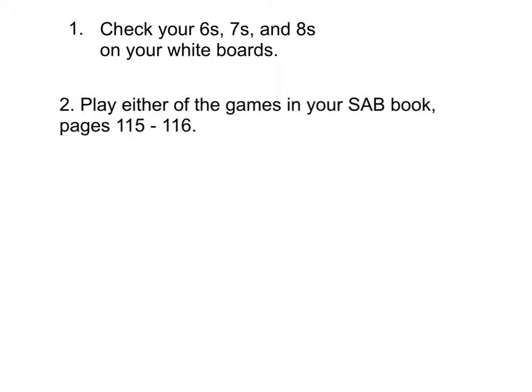Then there are 2 games, or actually I think 3 games in your SAB book on page 115. There's the quotient match and division blockout. So those are division games. If you feel like you need help with the division, work with a partner, 2 to 3 people, and you will use the strategy cards. You'll need to get those, just for 6s, 7s, and 8s. It'll take you just a second to separate those out.